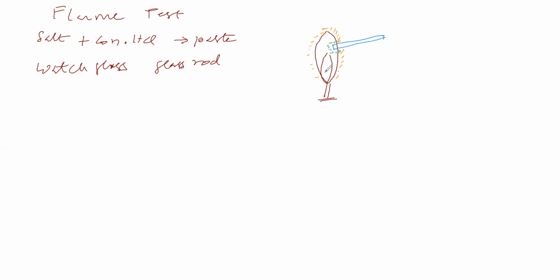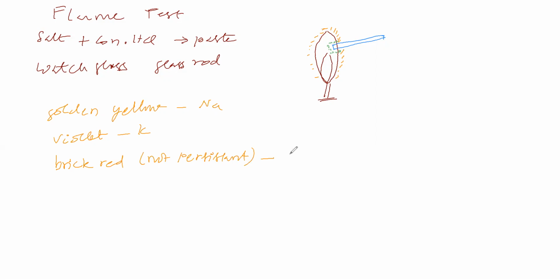If the color is golden yellow, then the given salt contains sodium. If the color is violet, then we can say the given salt contains potassium. If the color is brick red, it is not persistent. Not persistent means it exists no longer. Brick red is not persistent. If the flame appears so, then the given salt contains calcium.